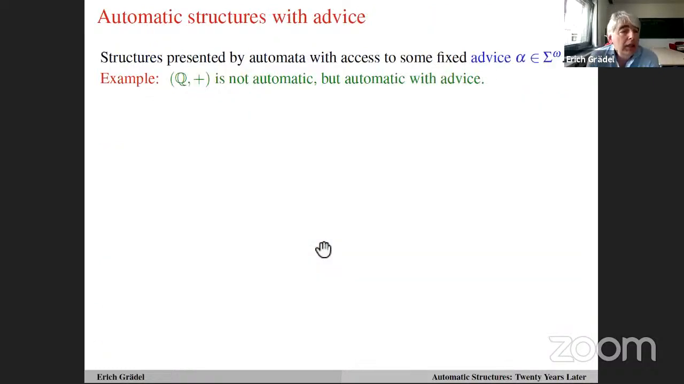Finally, let us look at one further class of automatic structures. These are automatic structures with advice. So we look at automata that do not just have their usual inputs, but they have an additional advice input that they can access. So the advice can just be assumed to be a fixed infinite word. And although it is known that the additive structure of the rational numbers is not automatic, it has been shown that it is automatic with advice.